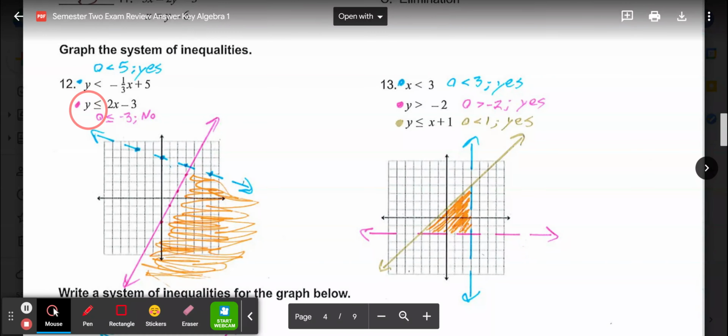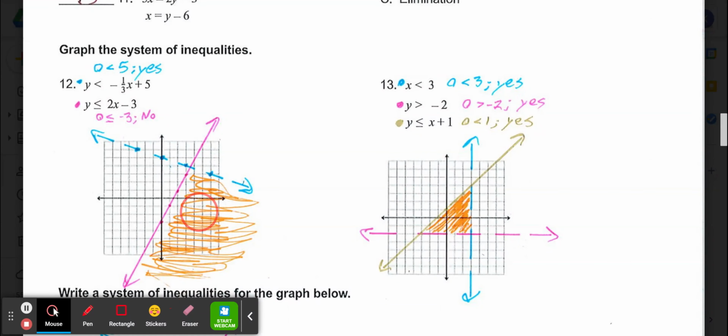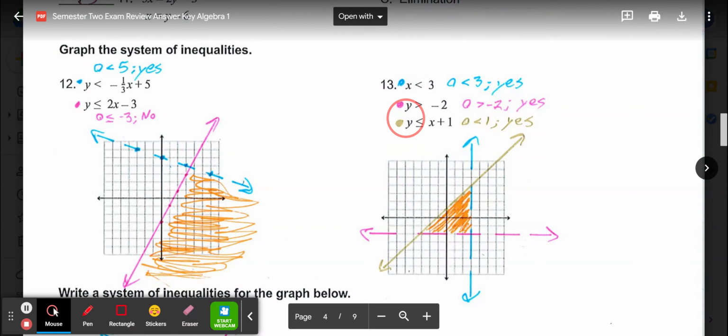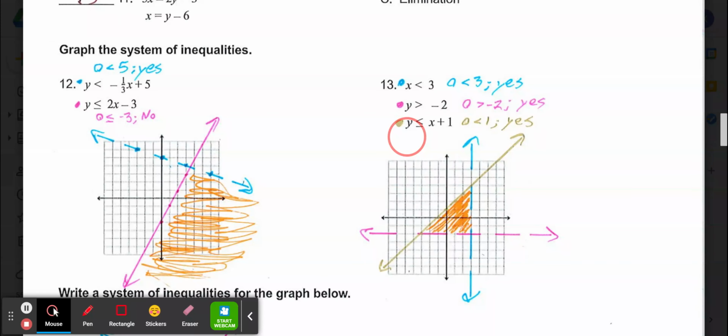So yes, we would shade towards 0, 0, or below this blue dashed line. In the bottom one, put in 0, 0, end up with 0 less than or equal to -3, which is not true. So with the pink line, we would shade to the right or away from 0, 0. So our shaded region is right down here. 13, 3 different lines to graph. Our shading ends up in this triangle in between.